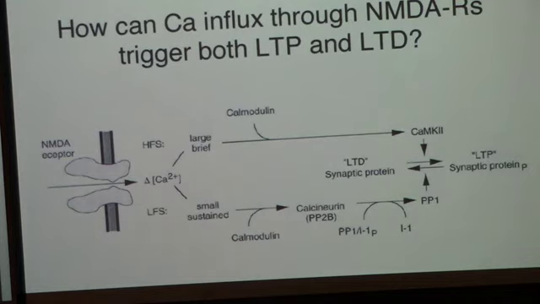calcium influx can also trigger both LTP and LTD, and it is determined by how high your concentration of calcium is. The higher the concentration, at a certain level, it can trigger either LTP or LTD.